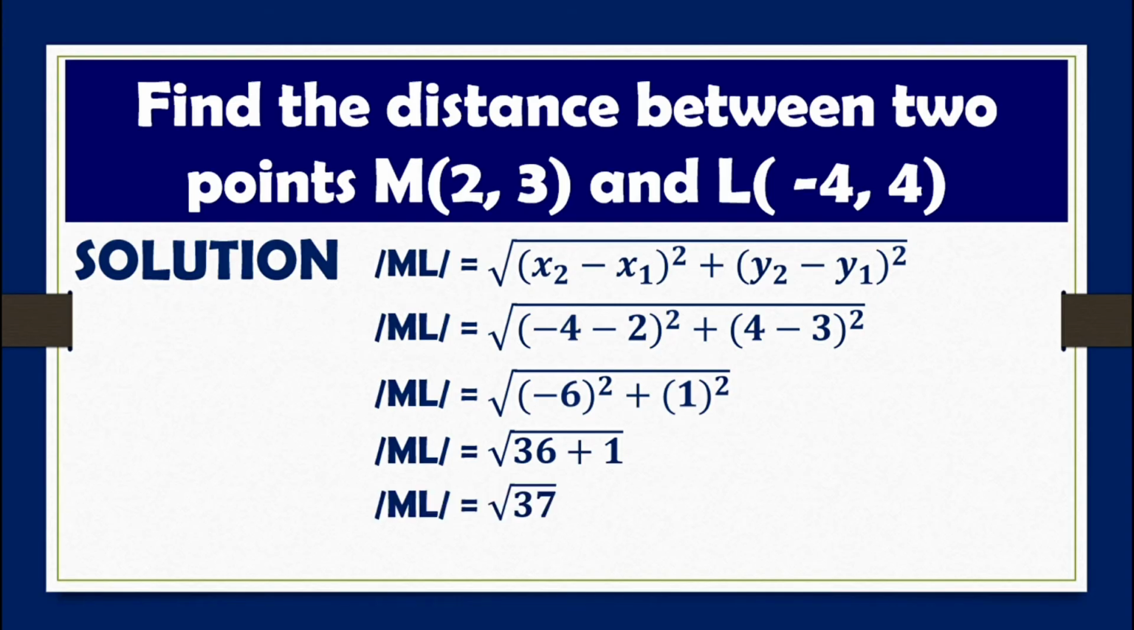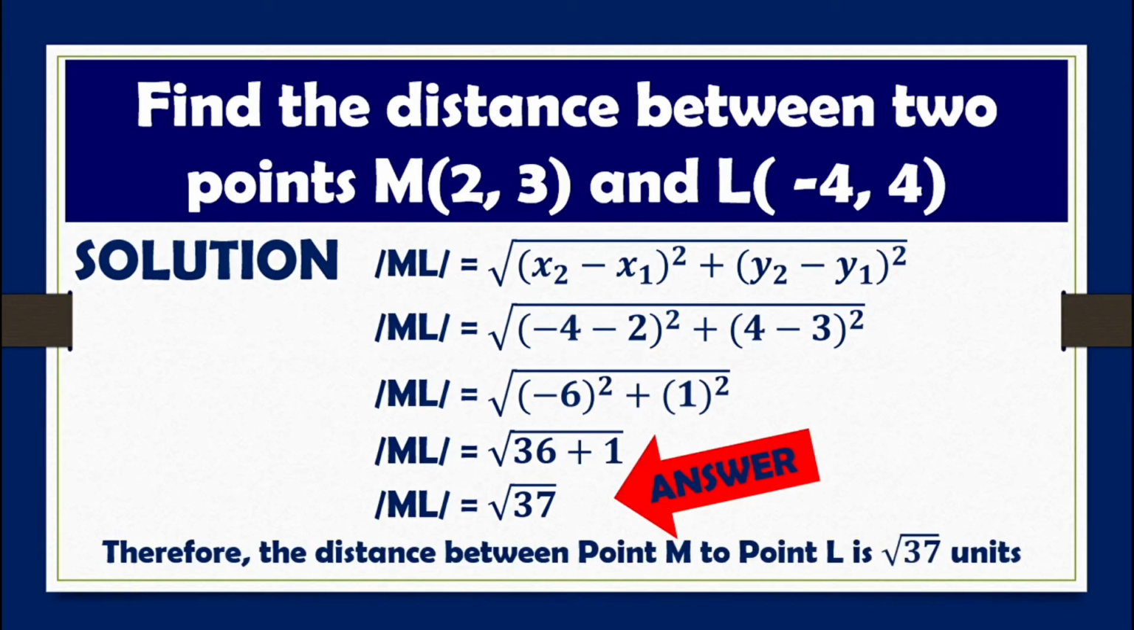In this case, 37 is not a perfect square, and it doesn't have a factor where one is a perfect square and the other is a non-perfect square. So therefore, we can consider that the distance between M and point L is square root of 37 units.